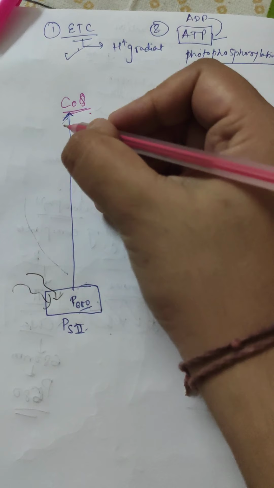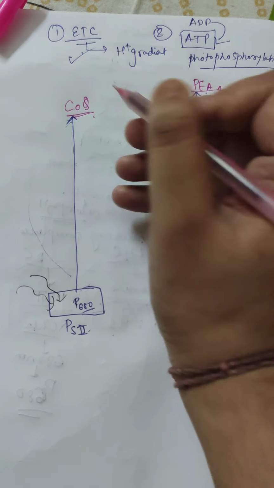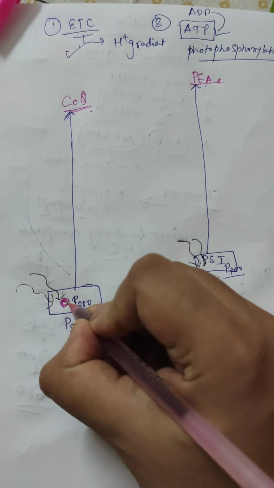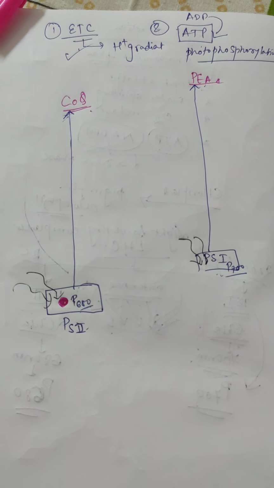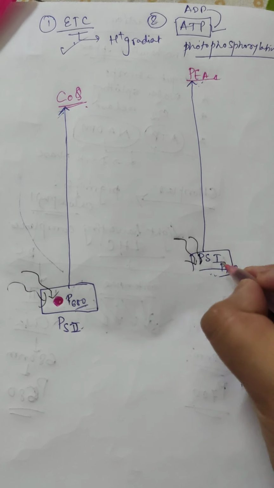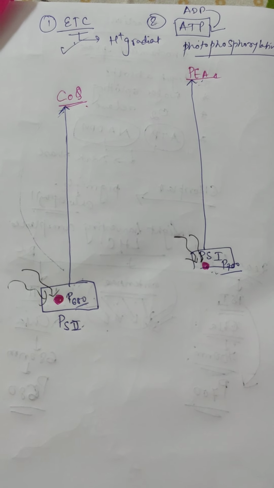Now when the electrons jump up to a higher energy level and someone else accepts them, obviously an electron hole is going to be created over here. So there is a hole of electrons, a lacuna of electrons over here.